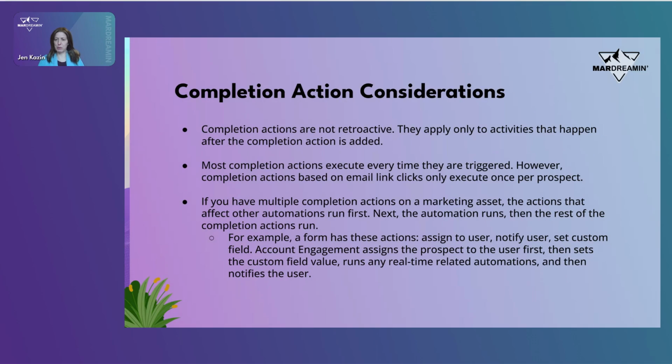So for example, if your actions are to assign to a user, notify a user, and set a custom field, Account Engagement will know which ones to do in order. So you don't have to worry about making sure you do this one first and this completion action second, otherwise it wouldn't happen. The system does have some intelligence to understand what you're trying to do and make sure it gets executed correctly.